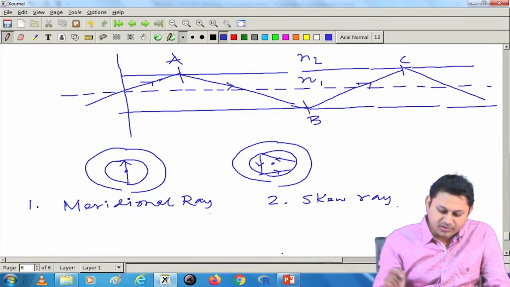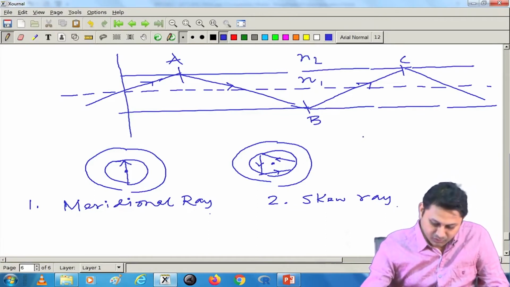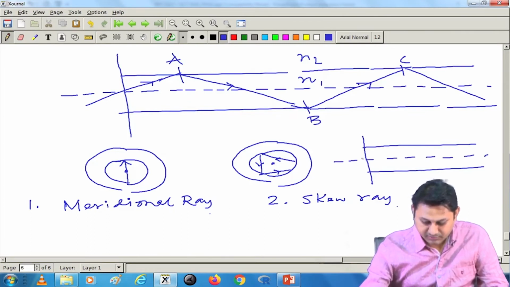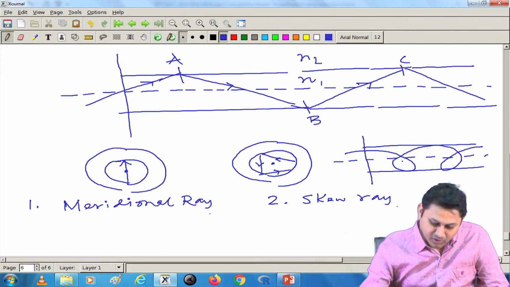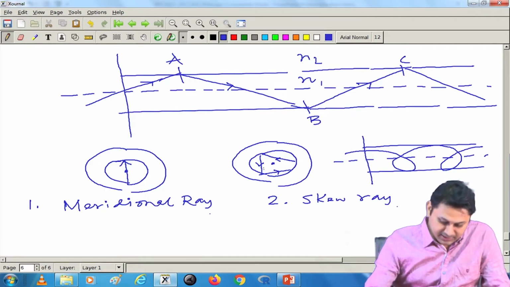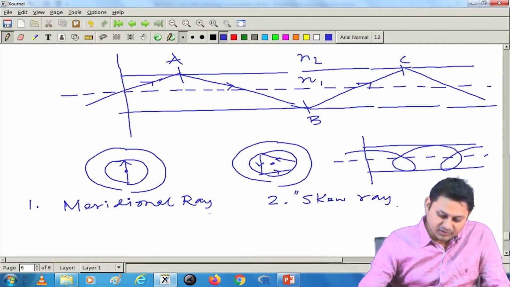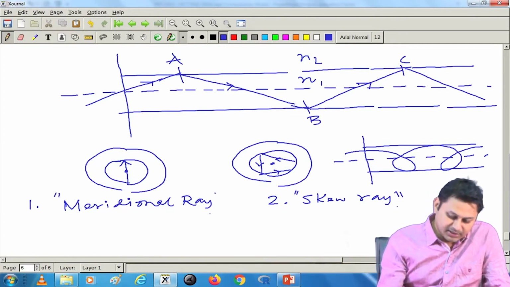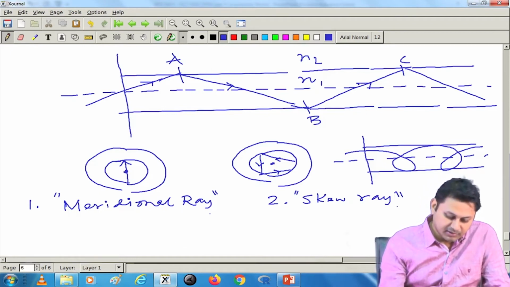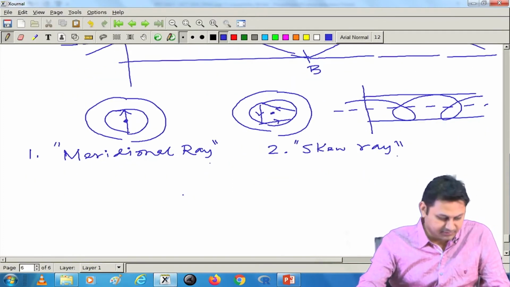In one case it is crossing the axis every time, in the other case, if I try to draw for the skew ray, it is difficult to draw in two dimensions, but it goes like this, so it never crosses this axis. It hits one boundary and then hits another boundary without crossing the axis. So this is a special kind of ray, called the skew ray. And also we have a general meridional ray. This meridional ray is a ray which passes through the fiber and every time crosses this axis point. So this is the difference.